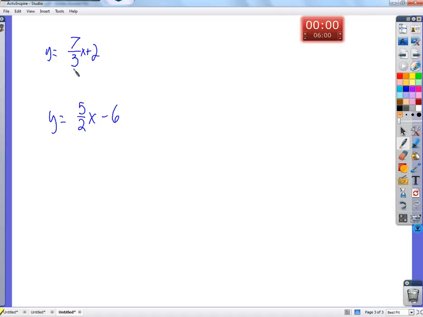6. Okay. So we can also make this one over 6? 14 over 6x plus 2. Okay, and this one? 15 over 6. 15 over 6x minus 6. So just by a little bit, this one is a bigger slope, therefore it's a steeper line. We're just looking for a bigger slope. We've got to get common denominators.